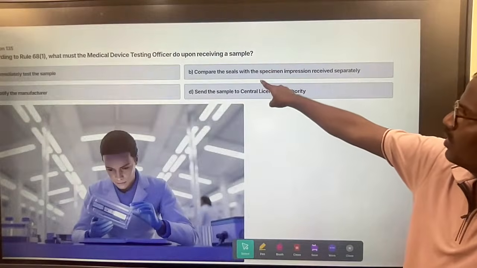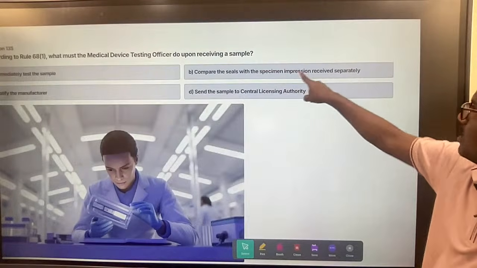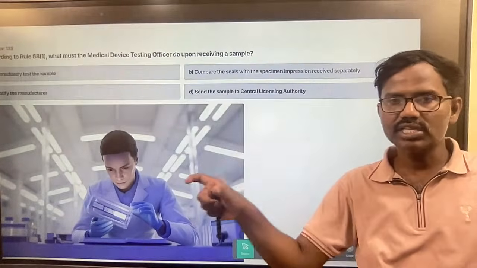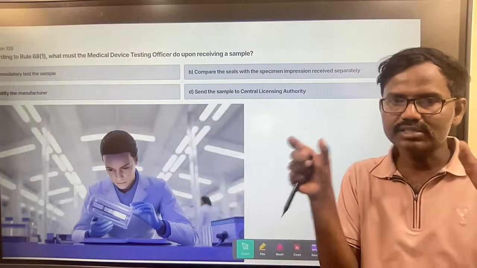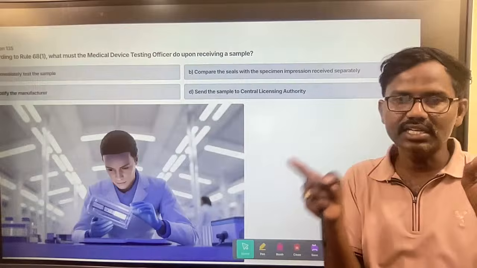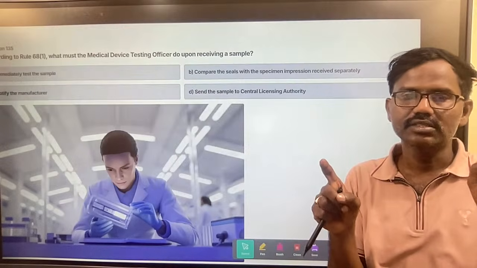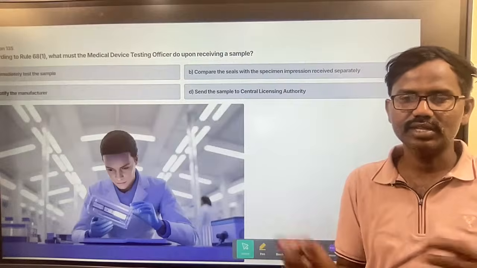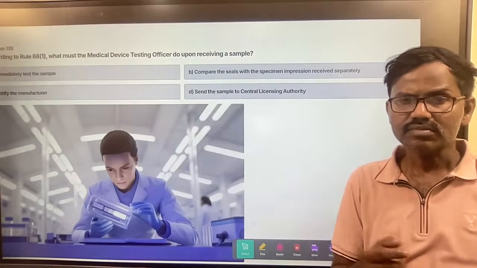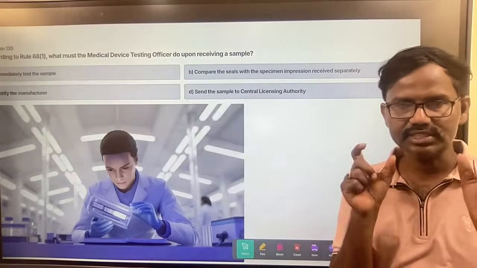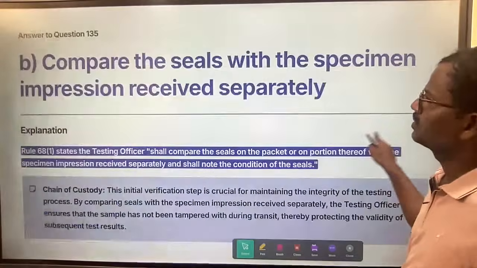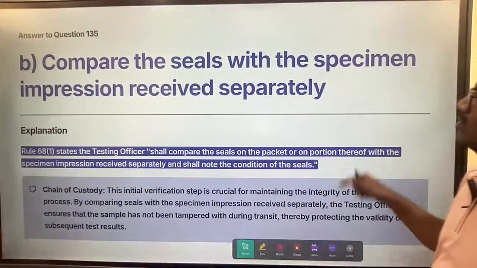You must observe and compare the seals with the specimen impression received separately. So the document will be in a separate packet, and the device will be in a separate packet. You must compare the seal: the same seal is there or not. Sometimes people can do anything, right? They can change the packets, right? So that's why the same seal should be there, and that should be observed by the testing officer. Yes, compare the seals.